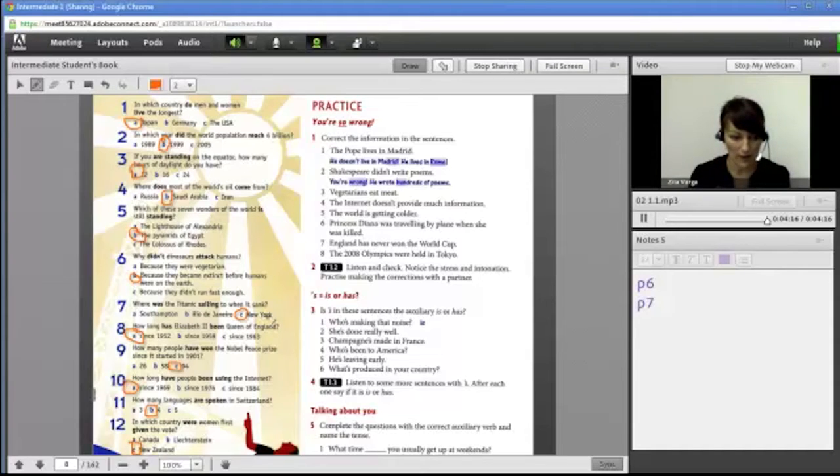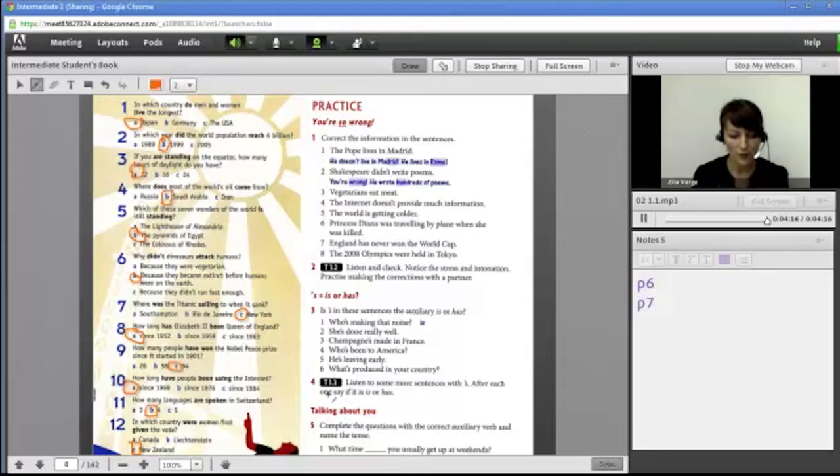Answer C is correct. 8, how long has Elizabeth II been Queen of England? Since 1952, so the correct answer is A. Number 9, how many people have won the Nobel Peace Prize since it started in 1901? 94 people have won it, so the answer is C. 10, how long have people been using the Internet? Since 1969, so answer A.